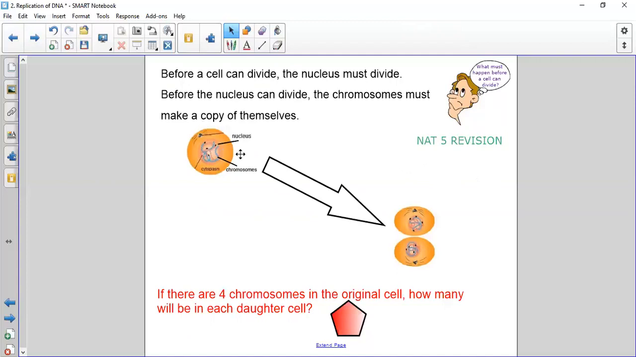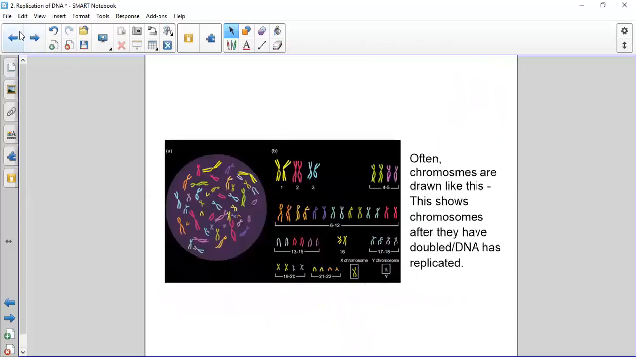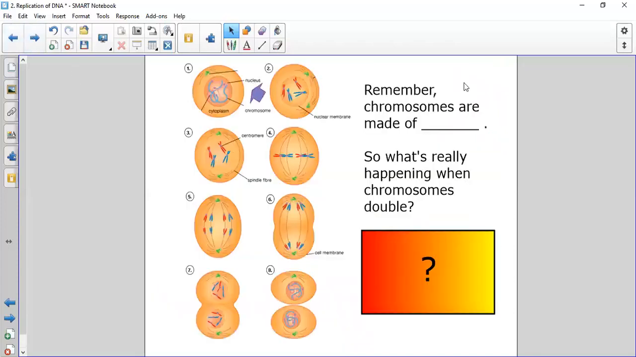So if we said this is the parent cell or the original cell, and there's 4 chromosomes in there, although you can't really see them, how many chromosomes would there be in each daughter cell? And you're all shouting at the video, 4. If there's 4 chromosomes in the original cell, then each of the new daughter cells also has to have 4 chromosomes. You know that from National 5.